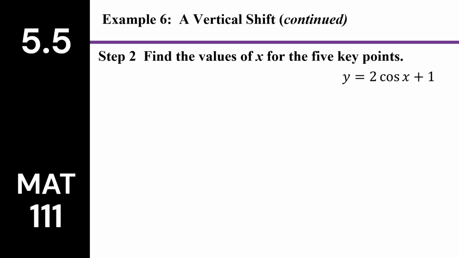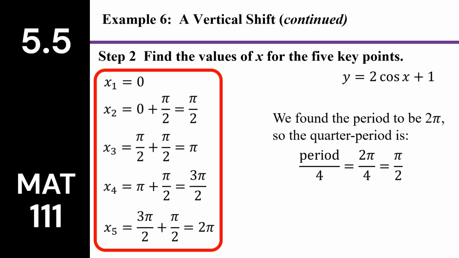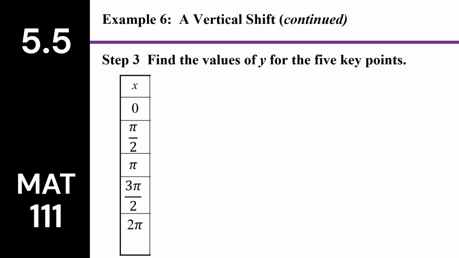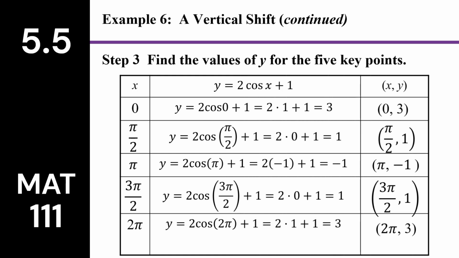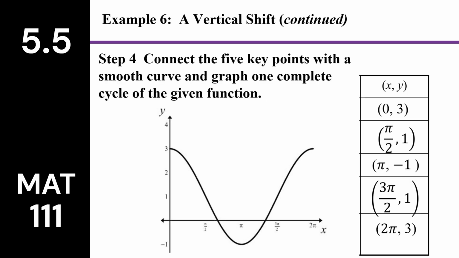Next, we need to find the x values for our 5 key points. X sub 1 is 0 because there was no phase shift. We found the period to be 2 pi, so the quarter period is pi over 2. Therefore, we'll add pi over 2 in successive values to get our 5 key x values. We take those x values to our chart, and we substitute them in to find the y values, and therefore we have our 5 points. In step 4, we graph those 5 points, and we draw a smooth curve through it, and that is one complete cycle of our function.